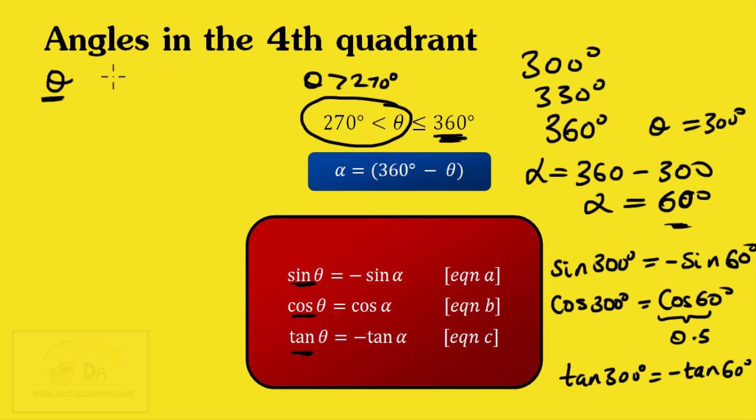So the key thing here is the following. We looked at angles in the first, second, third, and fourth quadrant, and we looked at the procedure for determining their sines, cosines, and tangents. Now, the things you need to remember for an angle in each quadrant is the formula for alpha. For an angle in the fourth quadrant, alpha is 360 minus theta. And the sine of theta is minus sine of alpha. The cosine of theta is equal to cosine of alpha. The tangent of theta is equal to minus tangent of alpha. So equations A, B, and C.